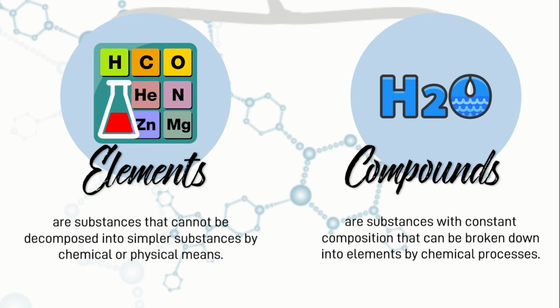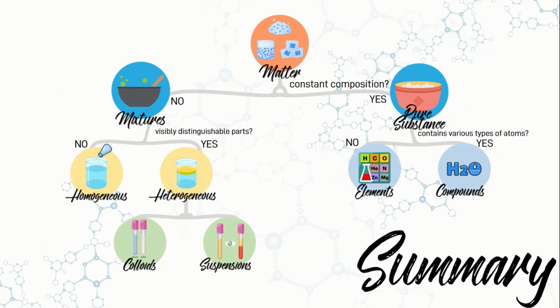Okay, that's it. You can now see the summary on how to classify matter. Does it have a constant composition? If yes, then it is a pure substance. If it contains various types of atoms, then it is a compound. But if it's not, if there's only a distinct type of atom, then it is an element.